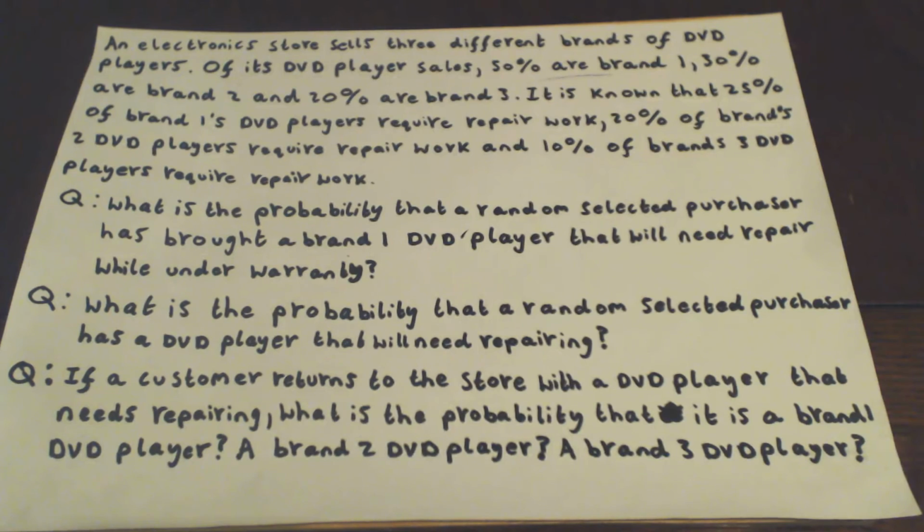So now we know that they have a DVD player that needs repairing, but we want the probability that it is a brand 1 DVD player. So we now want the probability of brand 1. So we want the probability that it's brand 1 given that it needs repairing.